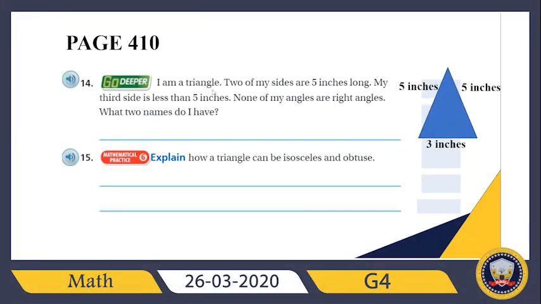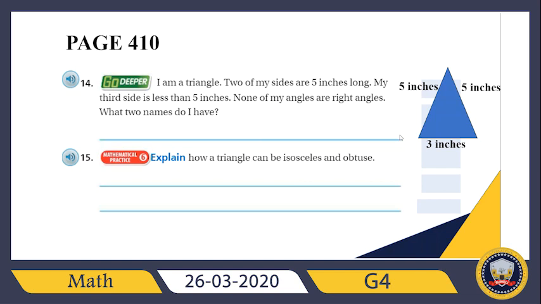What about question 14? It says, I'm a triangle. Just imagine you're a triangle. 2 of my sides are 5 inch long. My third side is less than 5 inch. None of my angles are right angles. What two names do I have?